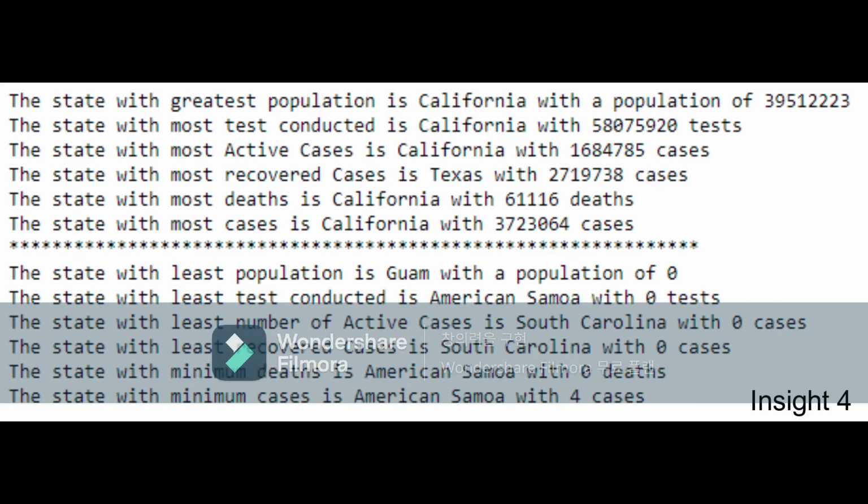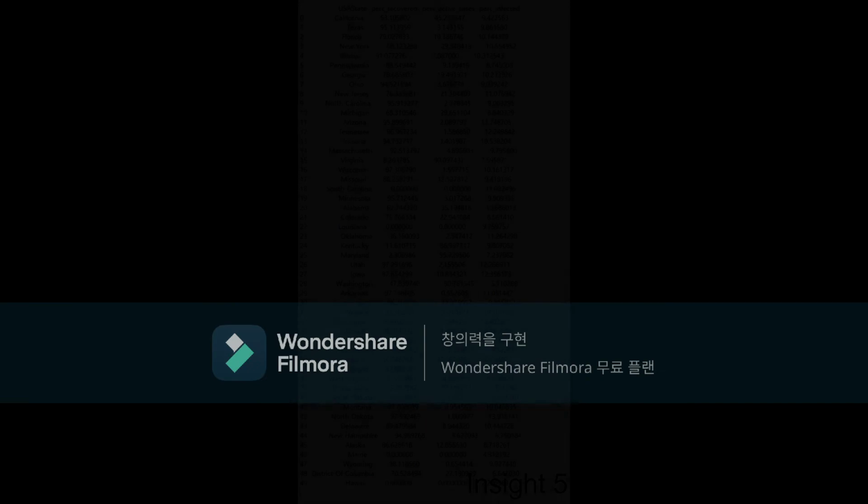The fourth insight shows information on max population state where the most tests have been conducted, where the most active cases are remaining, in which state the most people have been recovered, where death toll count is max, and where the most cases have been reported. Similarly, all the mean values too. This information is helpful in marking red and safe zones.